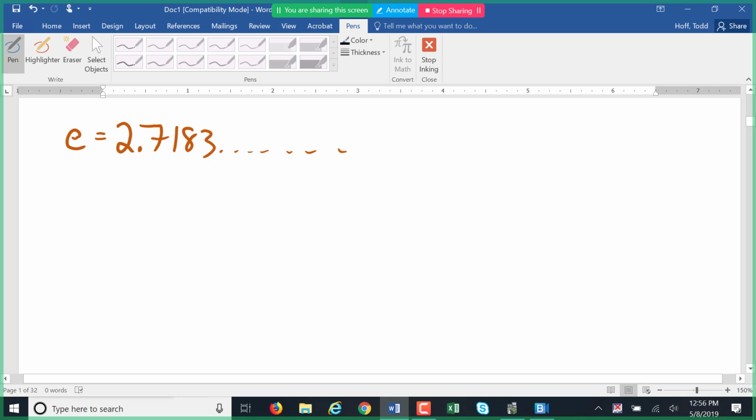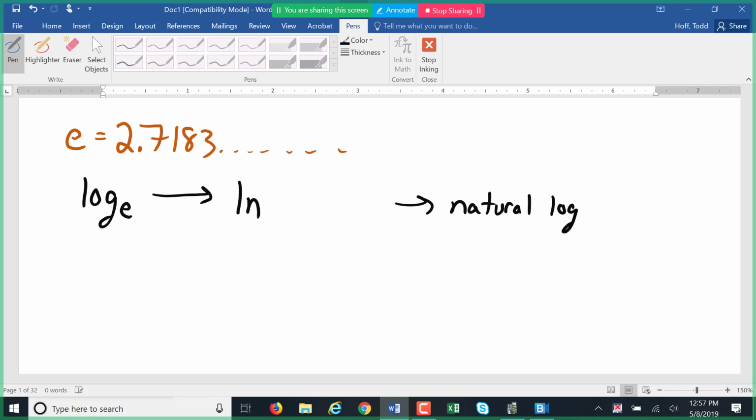Because it's such a prominent factor in growth and decay problems, log base e is a common log to use. And rather than having to say log base e, we use the abbreviation ln. It is called the natural log. The reason it's called the natural log is because it is the log of the natural constant.